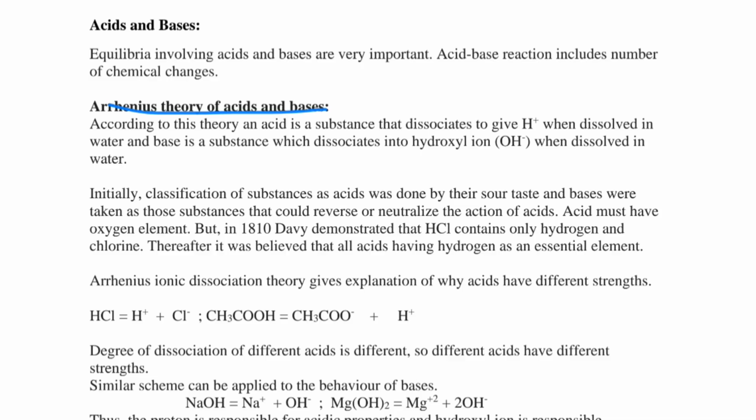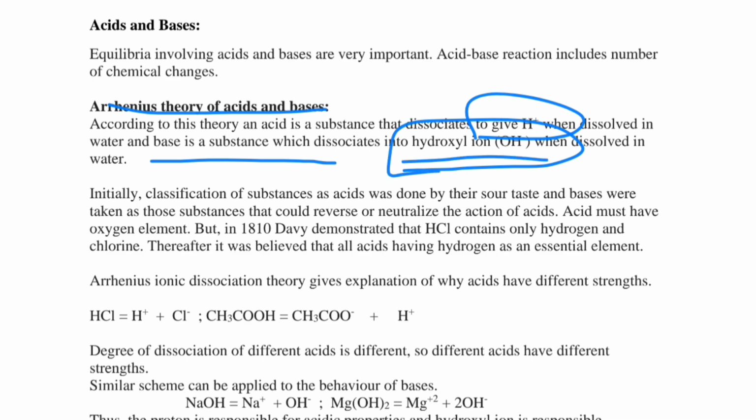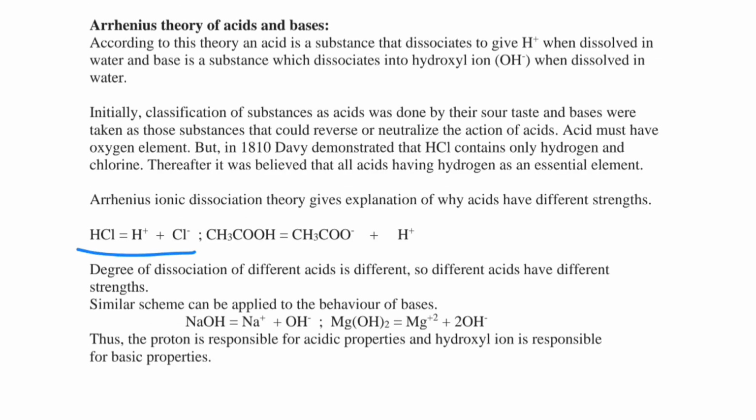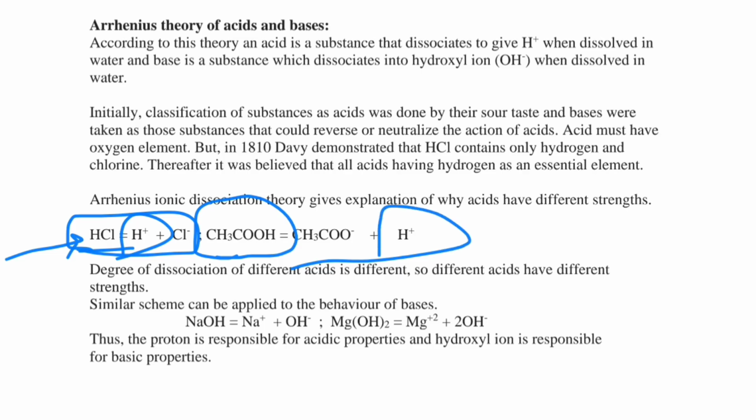According to this theory, when an acid dissociates in water, it gives H+ ions. And when a base dissociates in water, it gives OH- ions, meaning hydroxyl ions. Here you can see an example, HCl. HCl gives H+ ions, so HCl is an acid according to Arrhenius theory. And this is a carboxylic acid. This gives H+ ions, so this is also an acid.